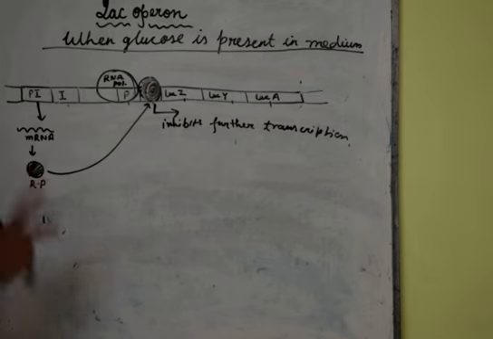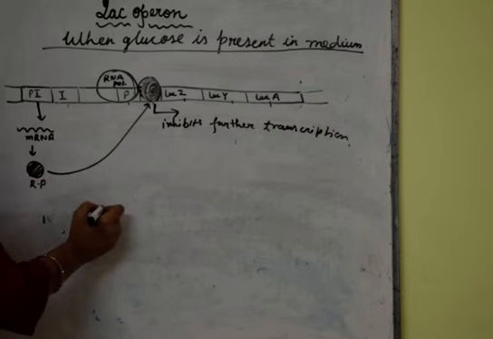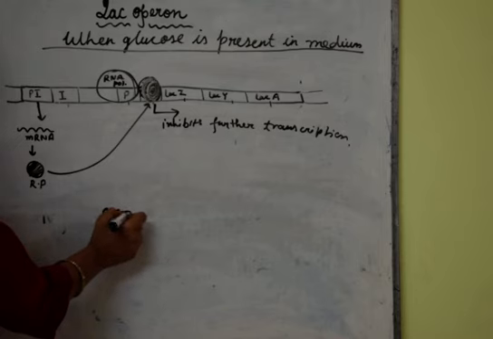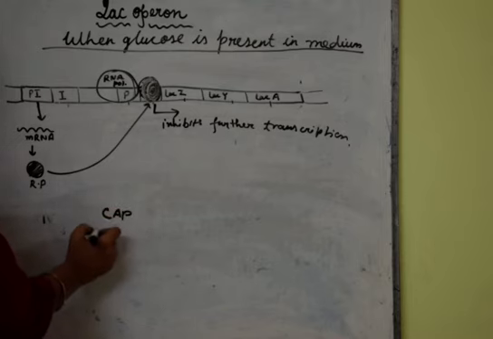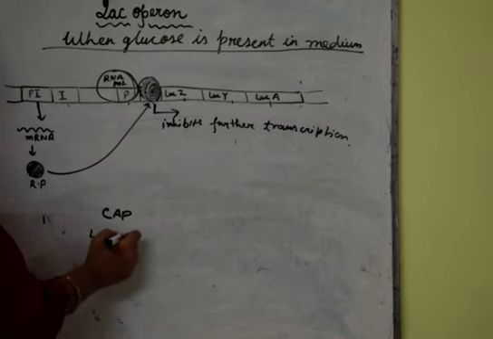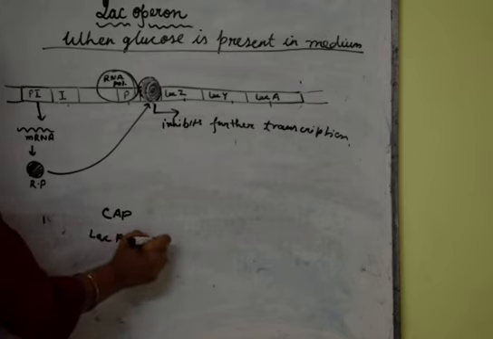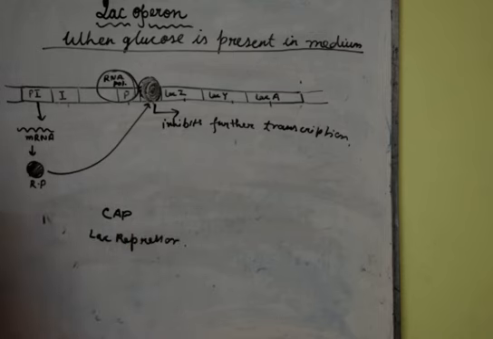Two regulatory proteins are involved. One is the activator called the CAP, and the other is the repressor called the lac repressor. The lac repressor is encoded by the lacI gene, which is located near the other lac genes but transcribed from its own promoter. This has its own promoter.